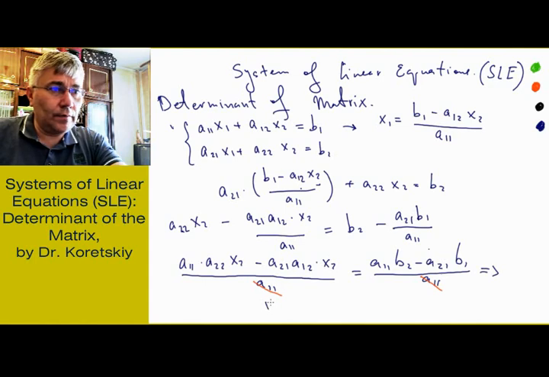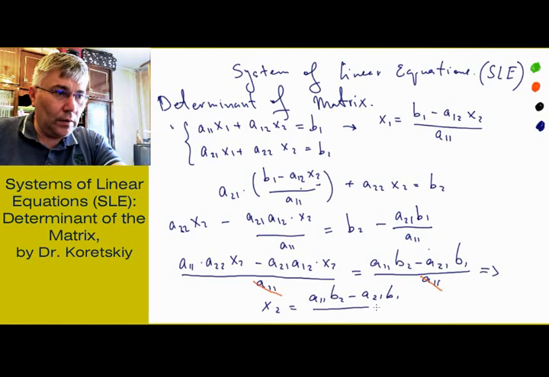So x2 equal a11 b2 minus a21 b1 over a11 a22 minus a12 a21. That's all.